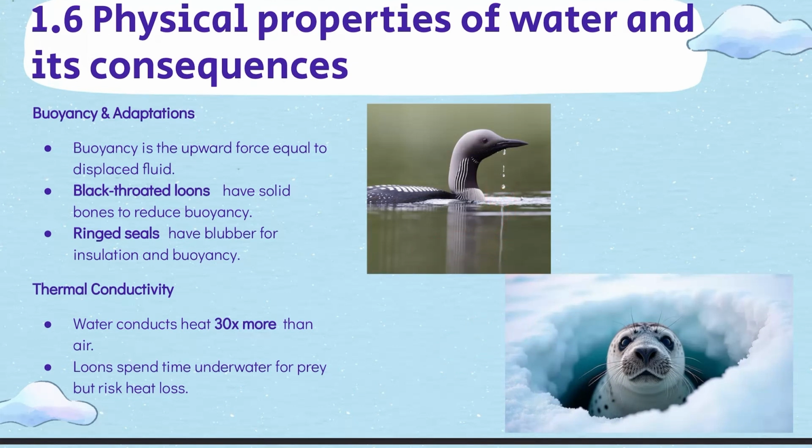Second, thermal conductivity. It is defined as the ability to transfer heat energy. The conductivity of water is 30 times that of air, which makes air a greater insulator in colder climates. As a result, the black-throated loon spends a majority of its time underwater catching prey. However, since water has a greater conductivity, aquatic animals are at more risk of losing body heat.